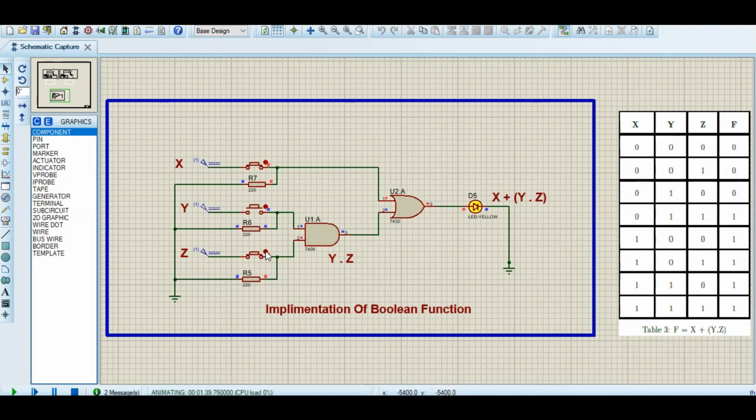And if x and y are closed, the output is still 1. And when all the three gates are closed, we get the output 1. So in this way, our circuits are working perfectly. That was it from this video. Thank you.